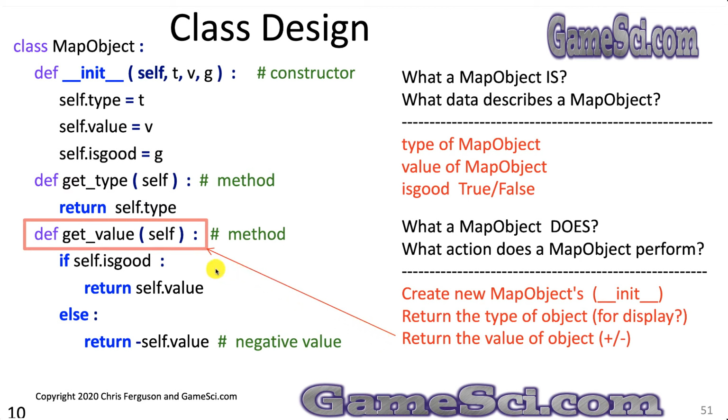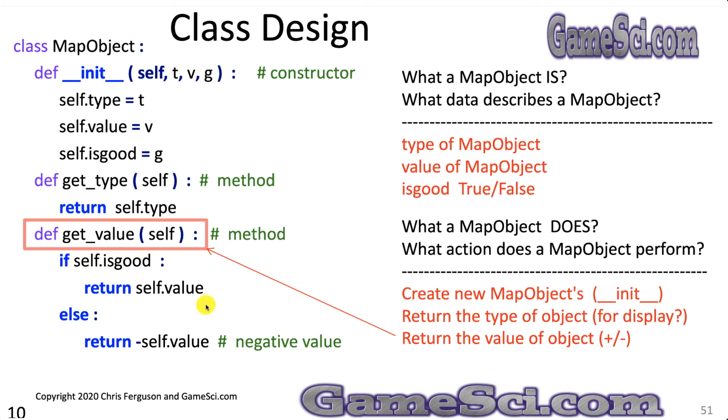Return the value of the object +/-. Here's where the isGood variable is used. If the value of isGood is true, we want to return a positive value. But what if isGood is false? It's a poison plant. It's an energy drain. Then we take the negative value and send that back.